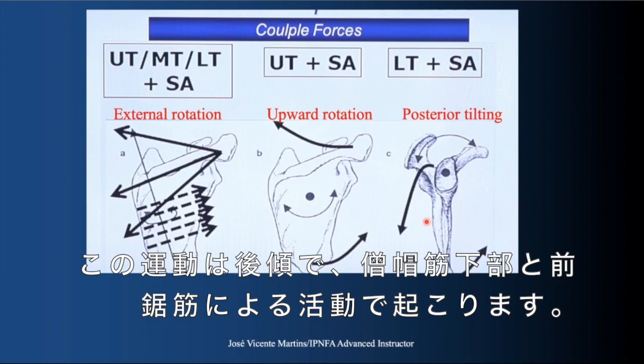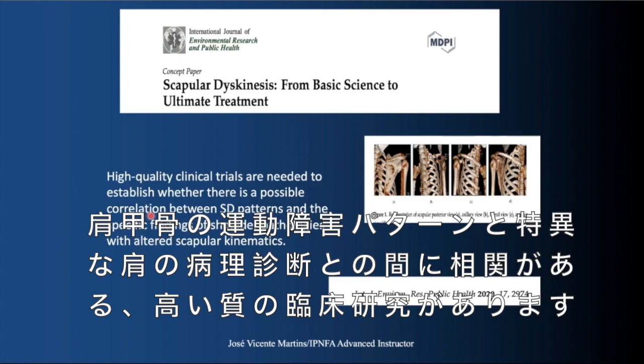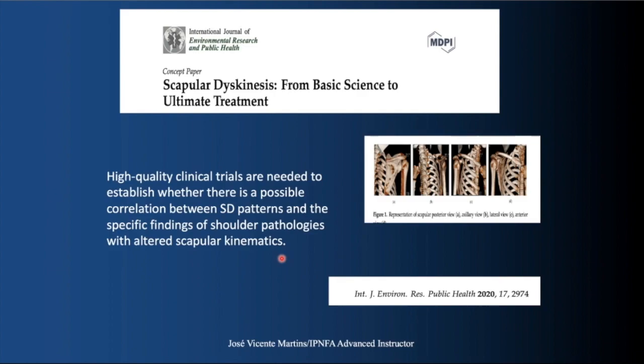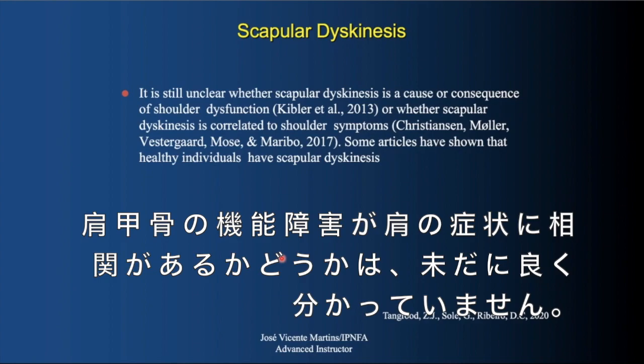When we check one patient with a shoulder problem, we have to assess if the patient has scapular dyskinesis. We know that high quality clinical trials are needed to establish whether there is a possible correlation between scapular dyskinesis patterns and the specific findings of shoulder pathologies with altered scapular kinematics. We know that until now, it's still unclear whether scapular dyskinesis is a cause or consequence of shoulder dysfunction, or whether scapular dyskinesis is correlated to shoulder symptoms.